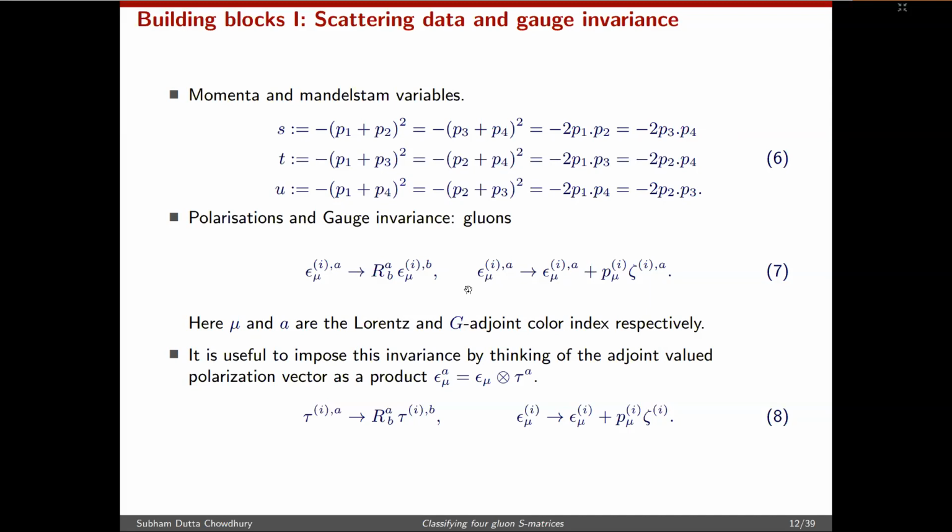One is the non-constant gauge invariance, which is this second one, like the usual photon. Then you have the usual constant gauge transformation, where you have a gauge transformation of this sort, right? And so, motivated by this, we can think of the adjoint valued polarization tensor as a tensor product like this, where you decompose epsilon A mu to be just a photon times a color structure. And the gauge invariance translates to the fact that taus transform in this manner, where epsilons transform in this manner, right?